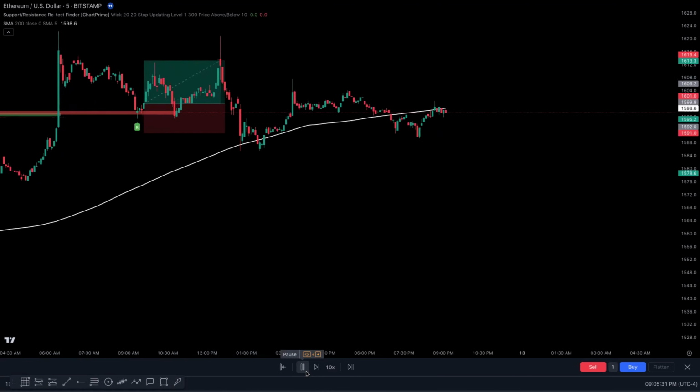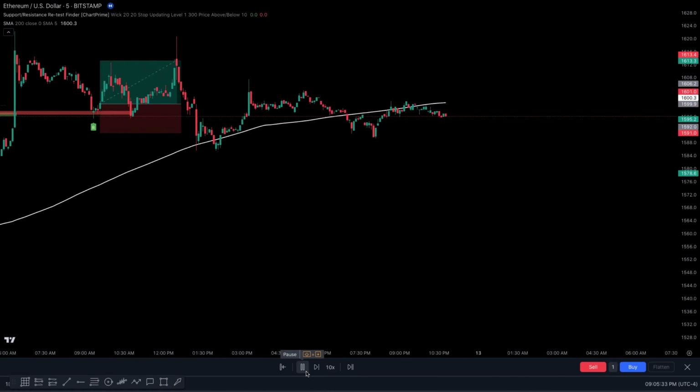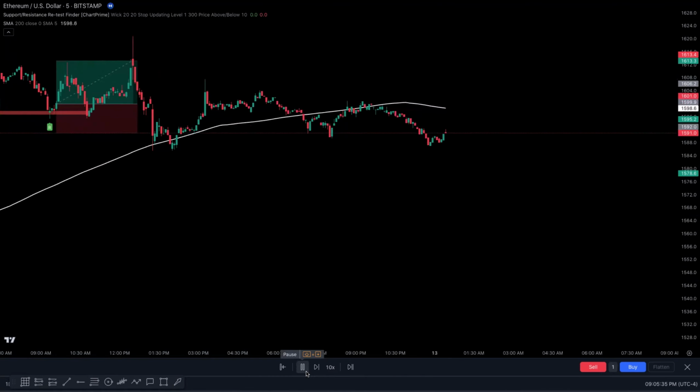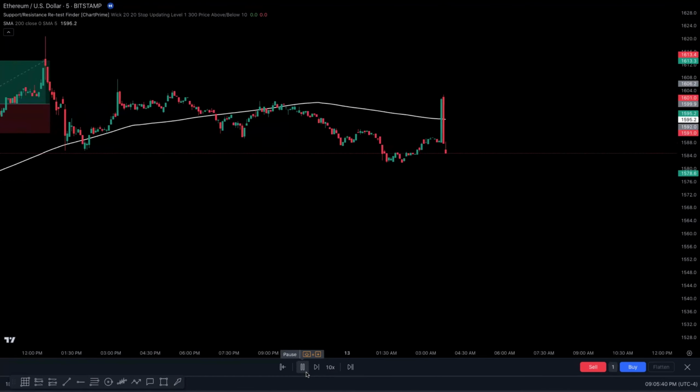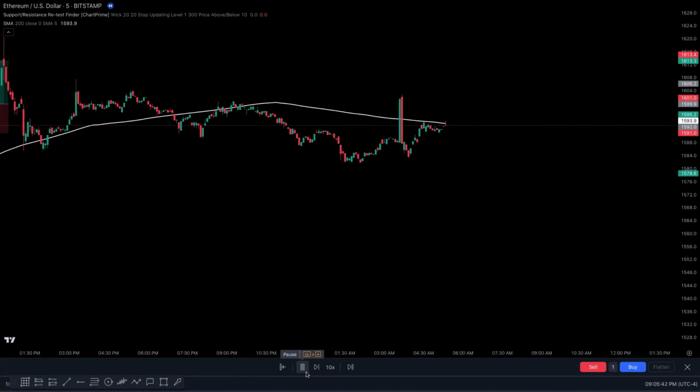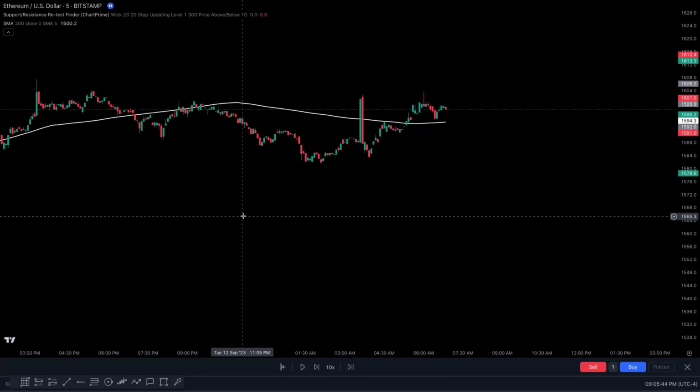Okay, the price is currently trending below. It's kind of going in between. Okay, it's below now. So any sell signal we are going to take. Okay, it just keeps going.